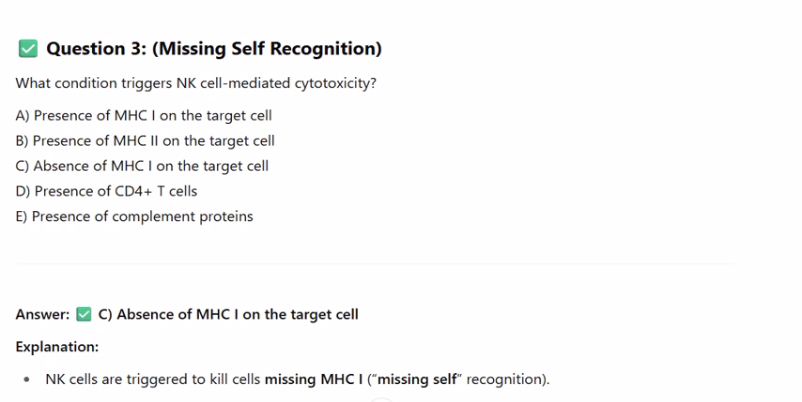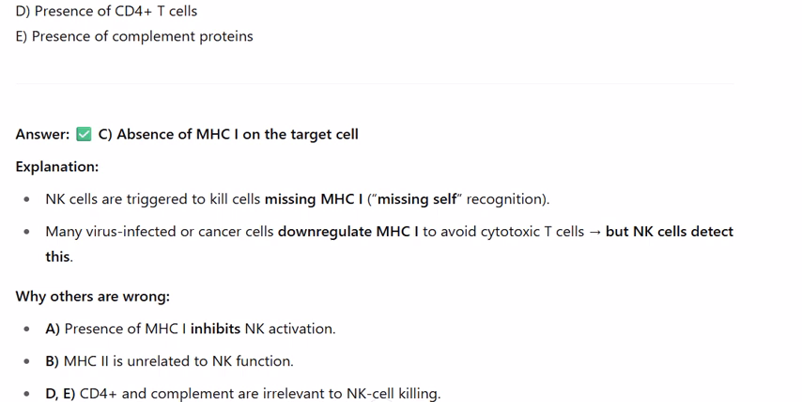Explanation. NK cells are triggered to kill cells missing MHC I, called missing self-recognition. Many virus-infected or cancer cells downregulate MHC I to avoid cytotoxic T cells, but NK cells detect this. Why others are wrong. A. Presence of MHC I inhibits NK activation. B. MHC II is unrelated to NK function. D and E. CD4+ cells and complement are irrelevant to NK cell killing.